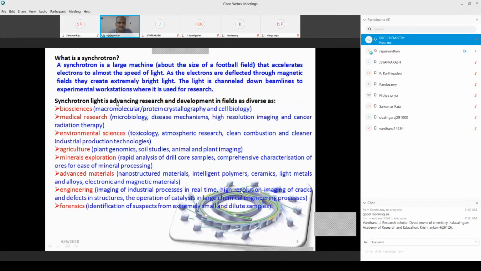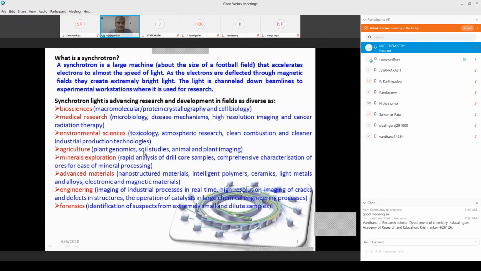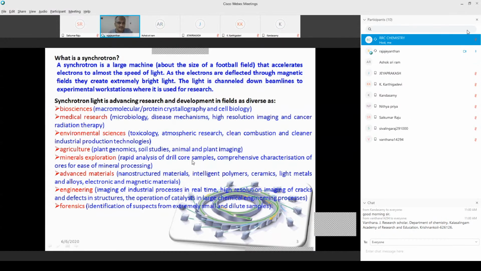There are plenty of fields that use synchrotron light. One is biomedical sciences for protein crystallography, medical research for cancer radiation therapy, environmental changes like atmospheric research, agriculture for soil studies, mineral exploration for rapid analysis of drill core samples, advanced materials like intelligent polymers, ceramics, light materials, alloys, etc. In engineering, we have imaging of industrial processes in real time, and forensic science for analysis of extremely small and dilute samples, right? Due to time, I cannot go through all of this. We will go straight to the topic of our interest.